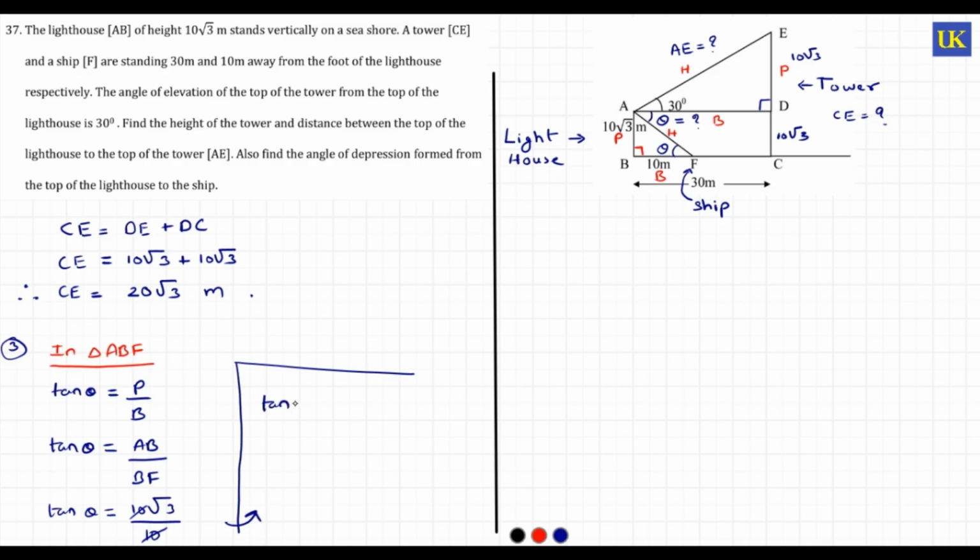So tan theta is equal to root 3. And we know from our table that tan 60 degree is equal to root 3. And root 3 is tan 60.